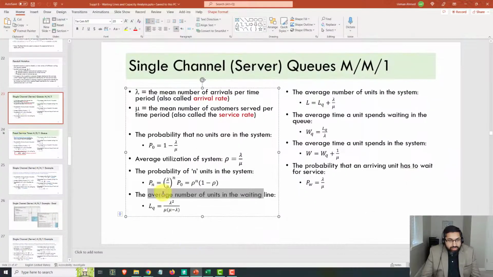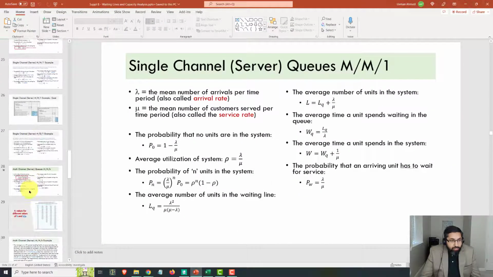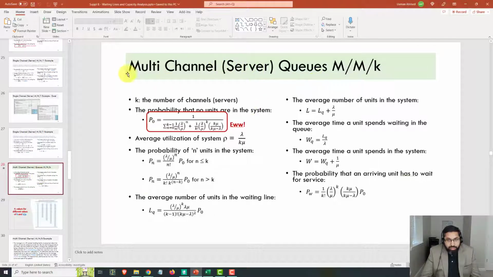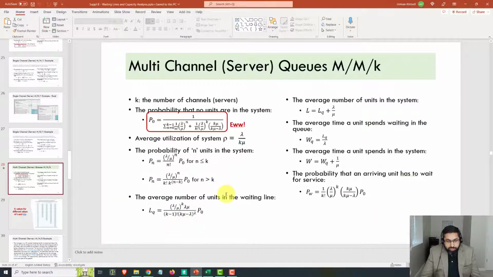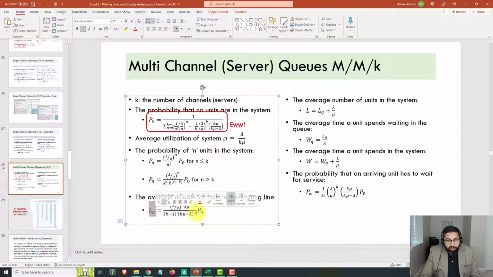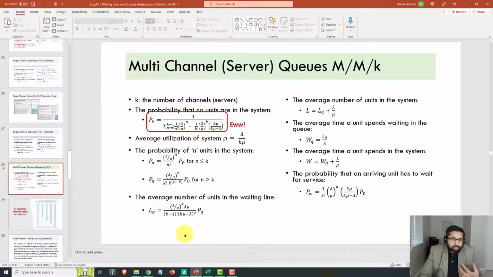Now, if we go to the slides, we have the formulas for an MMK system. We know that P naught is a bit of an involved calculation, but we can look up P naught in a table, or we can use an Excel file that I've provided to calculate P naught, and then we can calculate the rest of the stuff. We need to get to WQ, which needs LQ. So we have to find LQ, which needs P naught. So the usual steps in MMK problems are: first you find P naught using the Excel sheet I've provided, then you find LQ, and then you can find all the other stuff that you need to find.